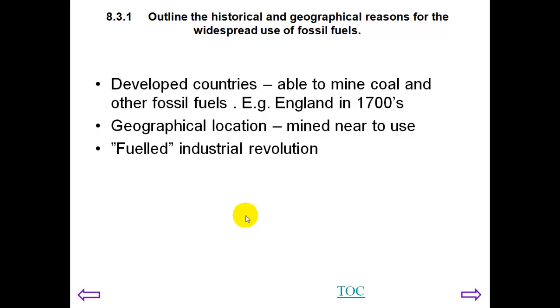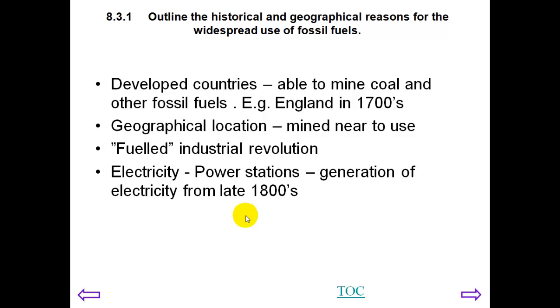The coal basically fueled the Industrial Revolution, which happened in the early 1800s. All the machines were driven by coal, and this explosion of technology, of industry, was able to be supported due to the supply of fossil fuel, in particular coal. Electrical power stations were started to generate electricity from the late 1800s.